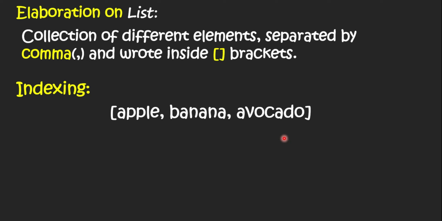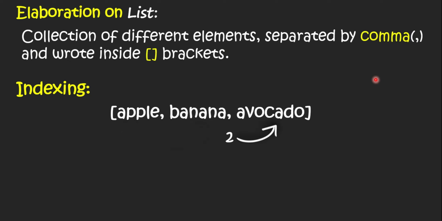But I have made a slight mistake over here. There should have been inverted commas over here, because avocado, banana and apple are strings, so they should have been written inside double inverted commas. But for now, for simplicity, I have written it like this. So apple is going to have index position 0, banana will have index position 1, and avocado would be at index position 2. Index position starts from 0, not from 1.